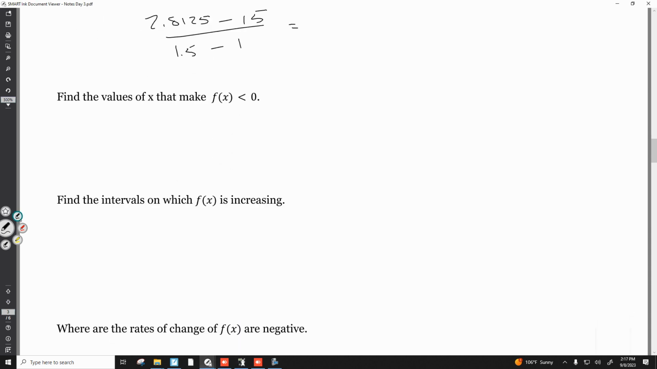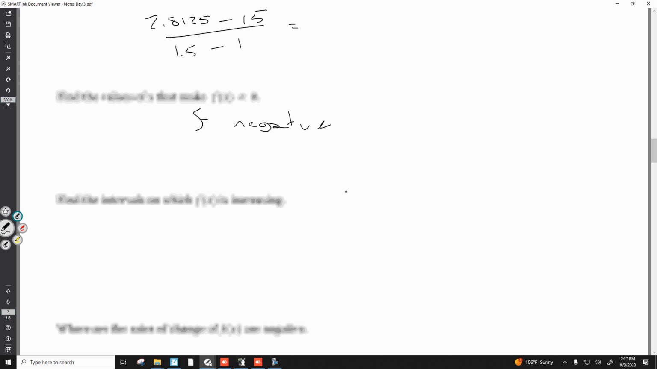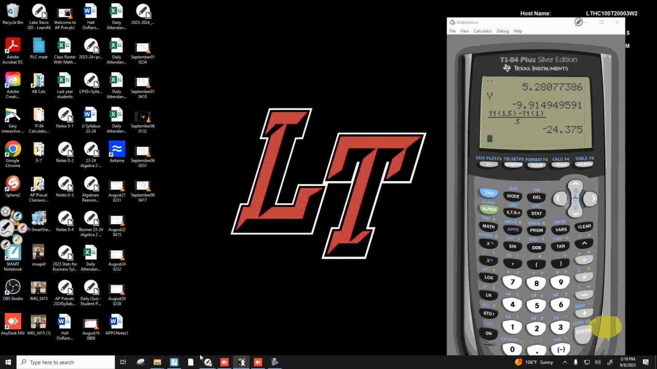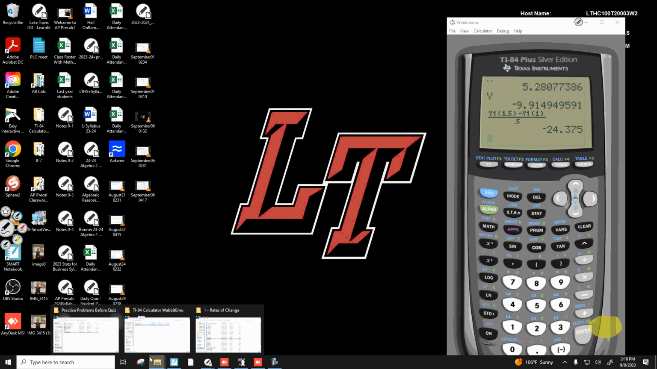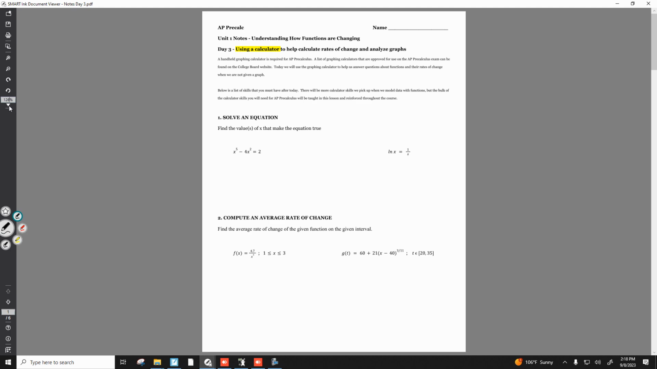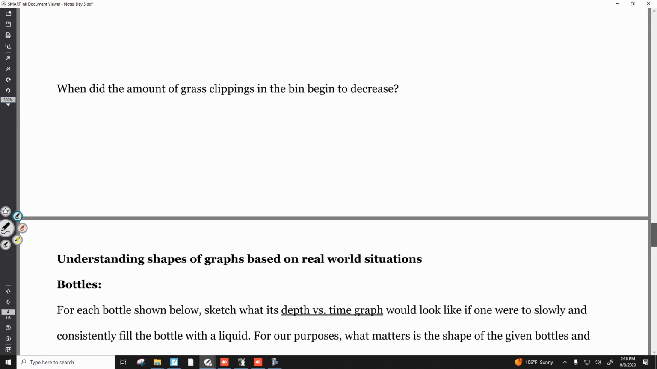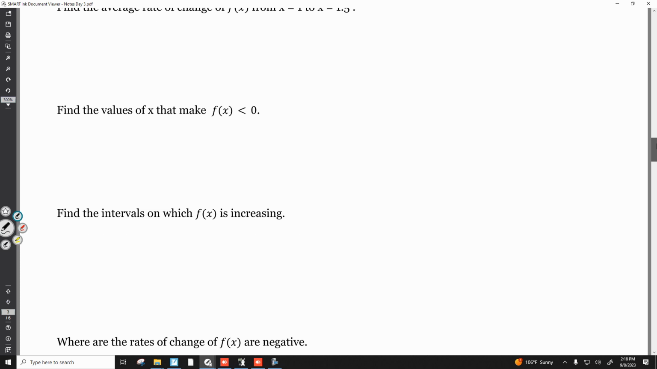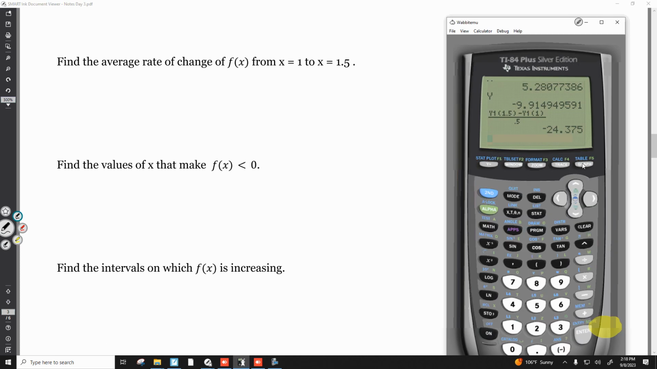When is f less than 0? That's when f is negative. Guess what? You're going to have to go in, and find your zeros. Let me show you the other way to find zeros. Hold on, we're going to get to the fun stuff later. This is very much like your quiz.